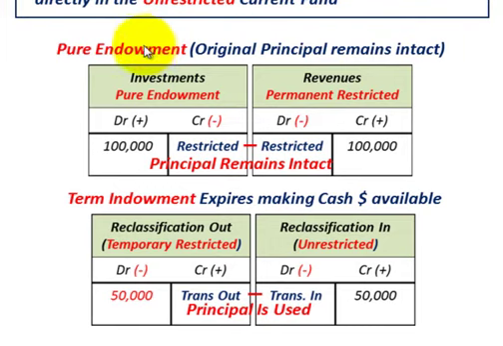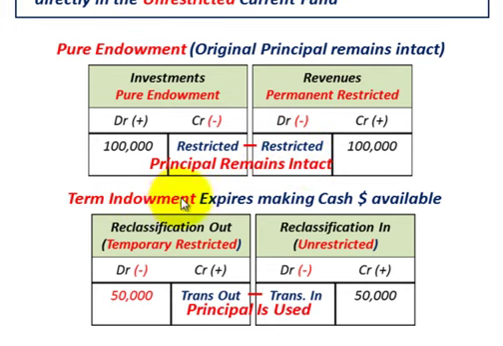So key points that we'll just go through here. Just for a pure endowment, this is where the original principal remains intact. Of course, you'd have your investments, and it would have to be listed under a pure endowment. Just say we had a $100,000 debit amount in those, and those would have to be restricted investments. And then we'd recognize revenues here, but it would be permanently restricted revenues, credited, say, for $100,000. So pure endowment, the original principal remains intact.